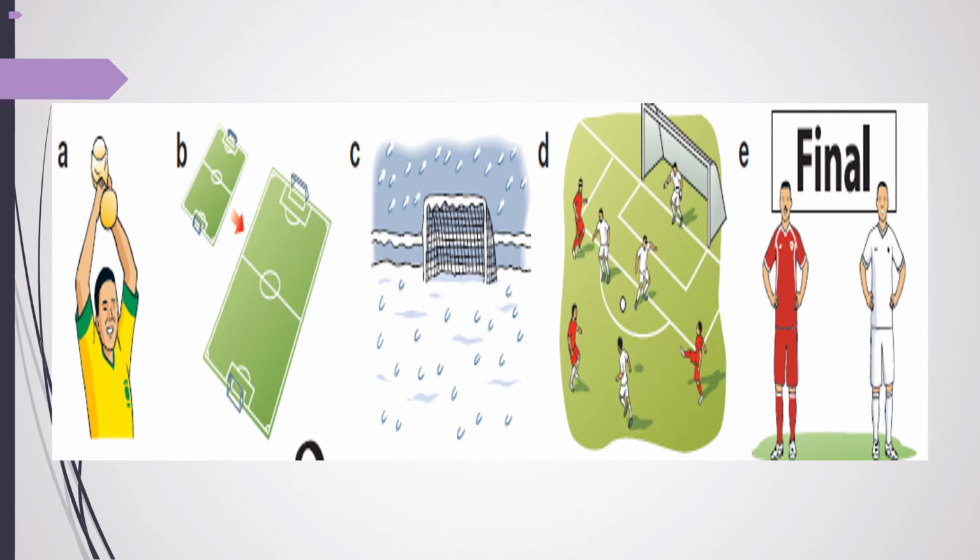Picture C, we have seen here a pitch, but the weather is very bad here. It's freezing. It's very dangerous to play football in this weather. Picture D, we have seen some players that are playing football. Picture E, we have 2 players from 2 teams, we can say. One of their teams will enter the finals.